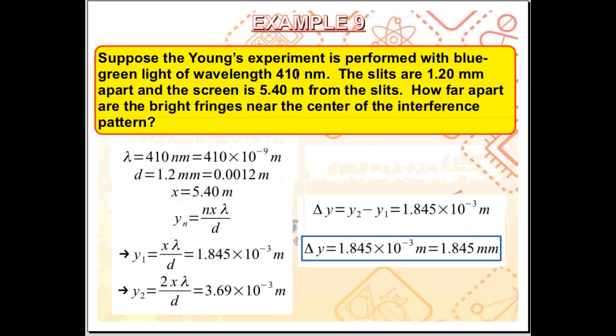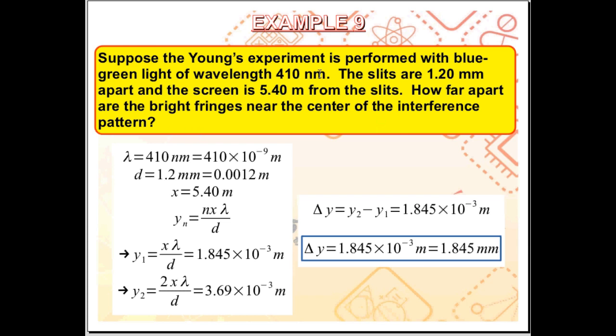And lastly, we have example 9. Suppose the Young's experiment, which is the double slit experiment. In some books, the two slit or double slit interference is referred to as Young's experiment. Suppose the Young's experiment is performed with blue-green light of wavelength 410 nanometers. The slits are 1.20 millimeters apart, and the screen is 5.40 meters from the slits. How far apart are the bright fringes near the center of the interference pattern?